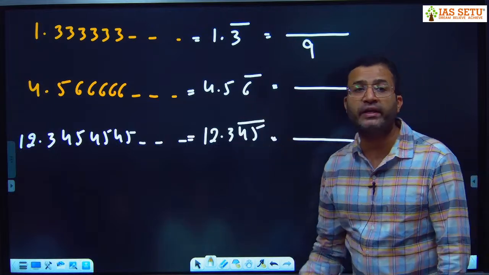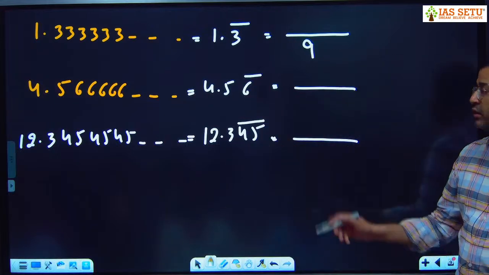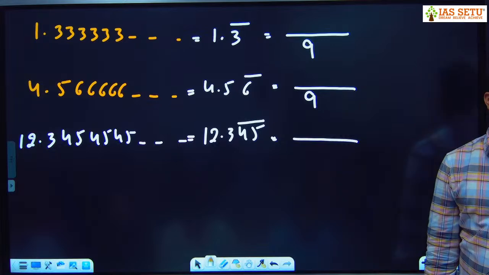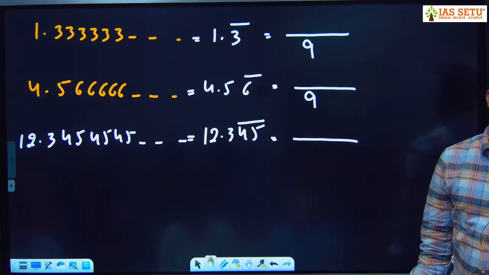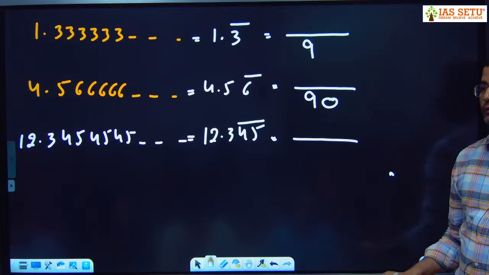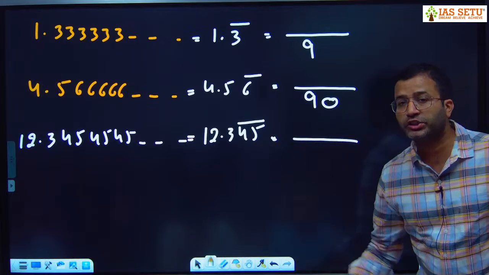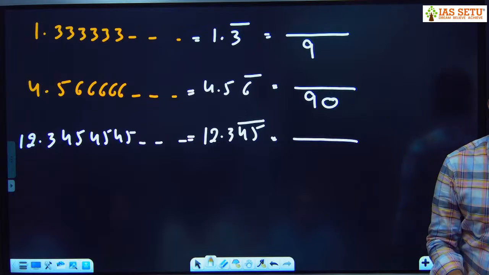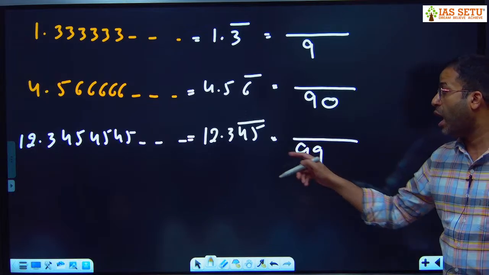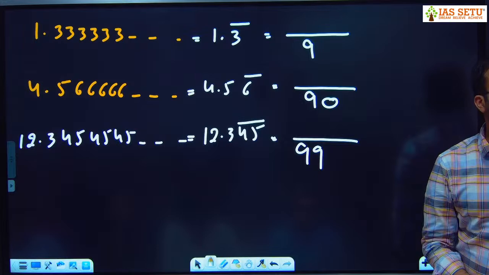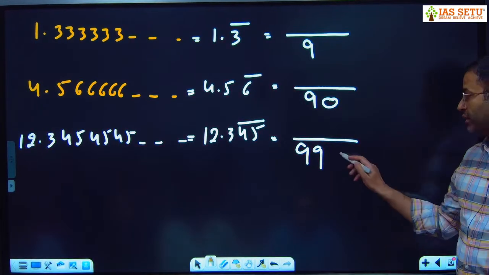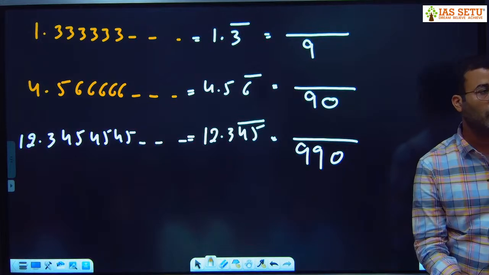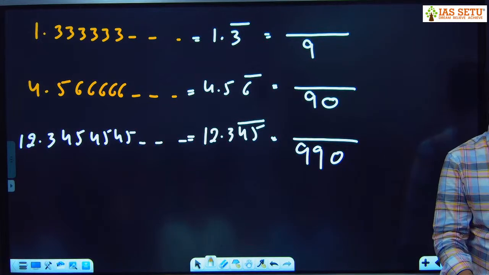Second question, how many digits under the bar? 1, so one 9. How many digits between the decimal and recurring part? 1, so one 0. Third question, how many digits under the bar? 2, so double 9. How many digits between the decimal and recurring part? After the decimal there is a digit but it does not repeat, 1, so one 0. Is this clear? 9 0.